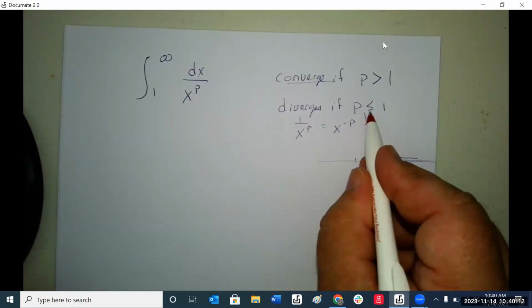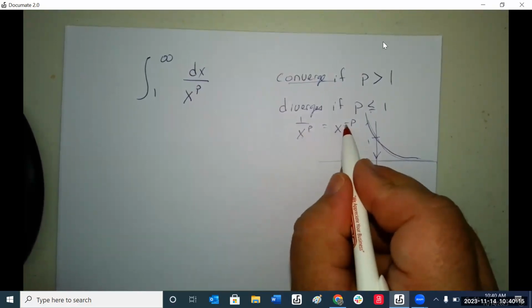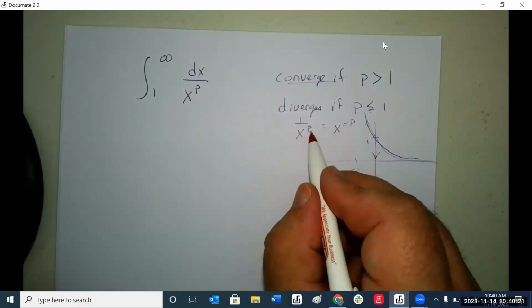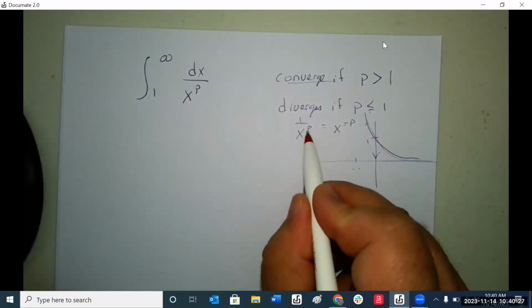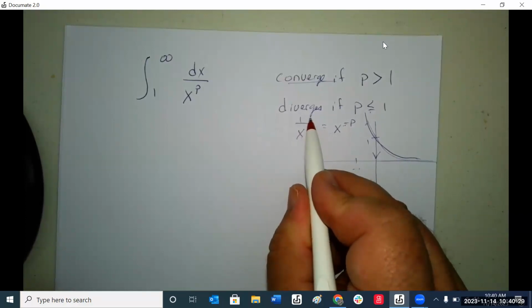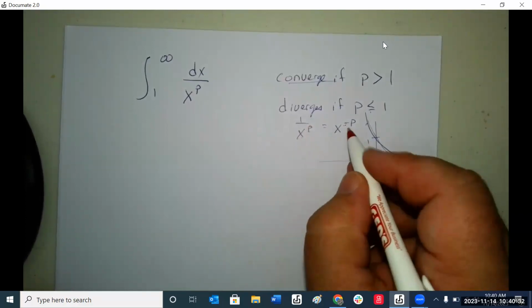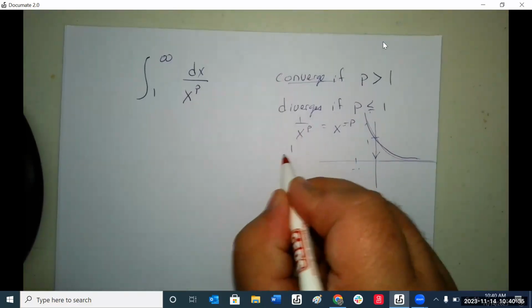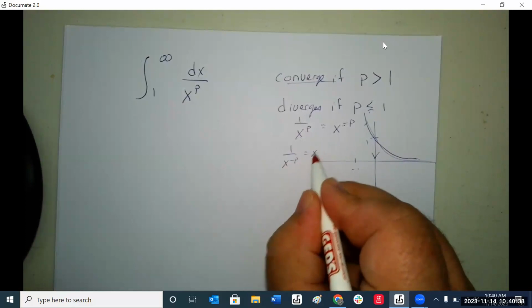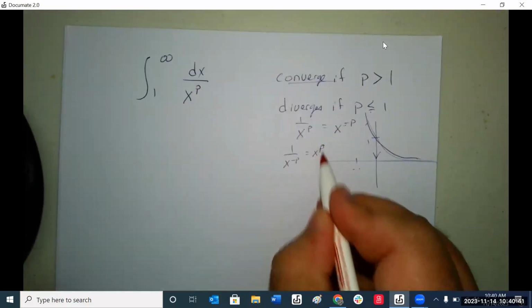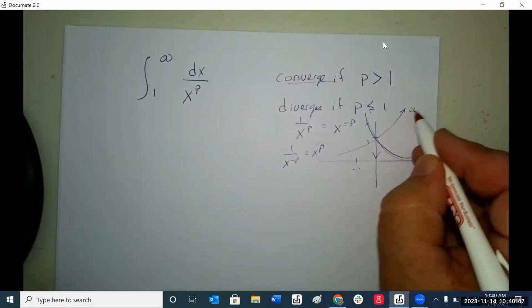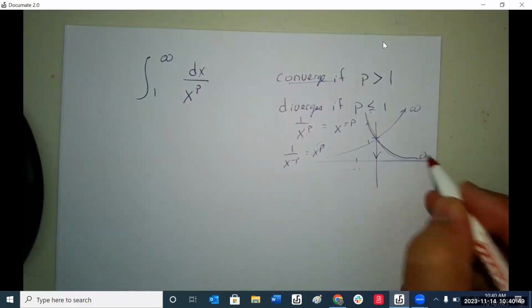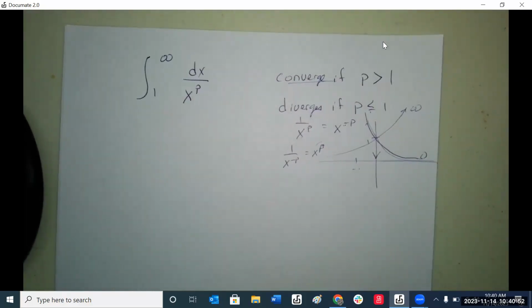Now, if P is negative, it goes up on top. So if we have this, then it becomes x to the P. As P gets larger, this function gets larger and larger, and it diverges to infinity. So that is what's happening with that in a nutshell.